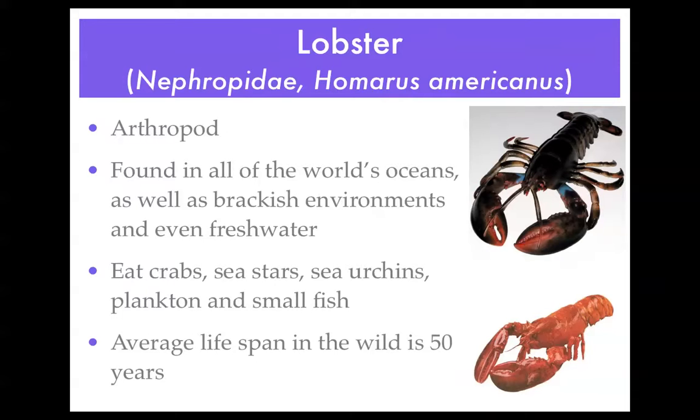And finally, an example of an arthropod is the lobster, and we're really familiar with this organism because apparently we eat them, and they're really good. Anyways, they're found in all of the world's oceans, as well as brackish environments and even freshwater. They feed on crabs, sea stars, sea urchins, plankton, and small fish. Something that really surprised me is that their average lifespan in the wild is 50 years, and apparently we eat most of them before they reach the age of 50.